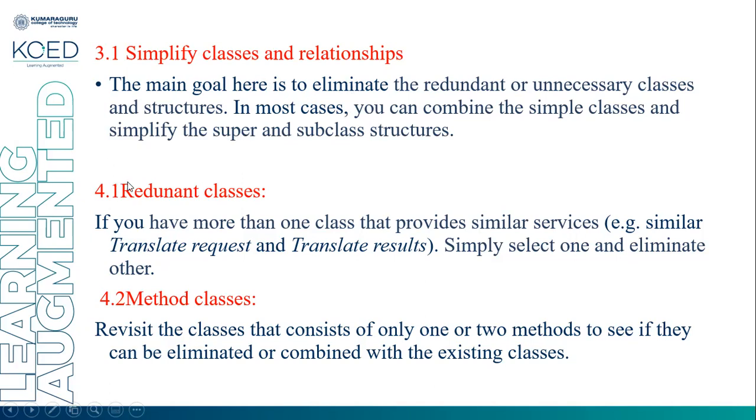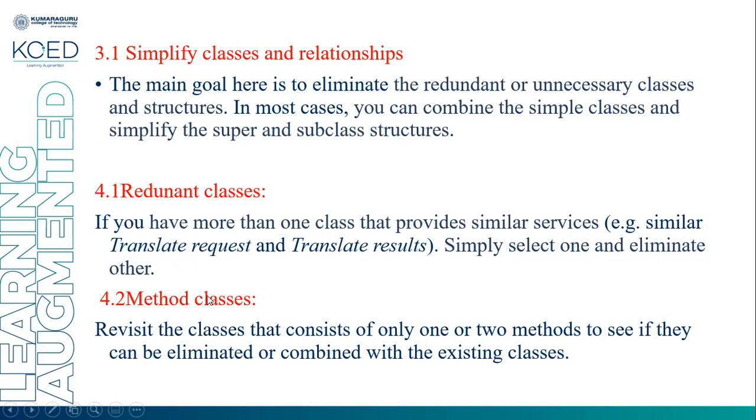The next one is we have to discuss the redundant classes. If you have more than one class that provides a similar service, that class is known as a redundant class. That means the translate request and translate result services are redundant classes. Simply select one class and eliminate the other class.